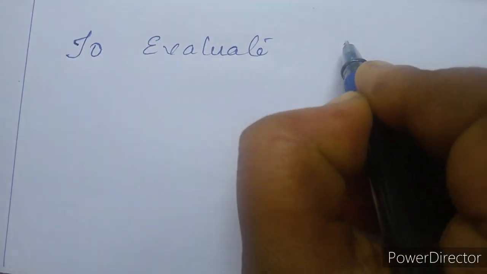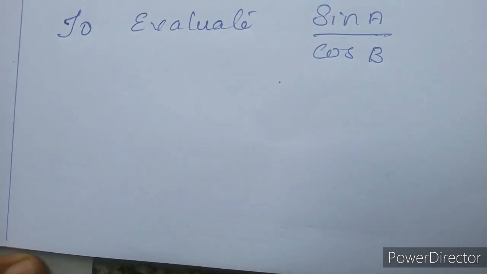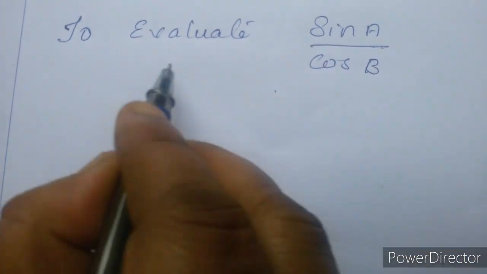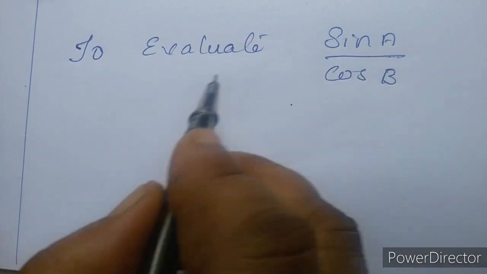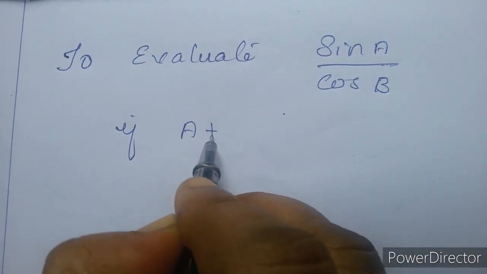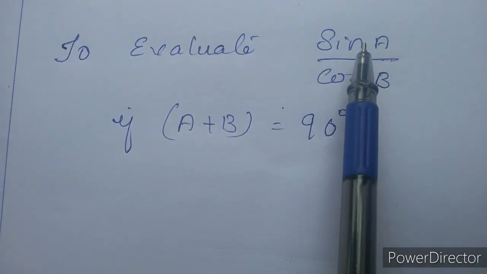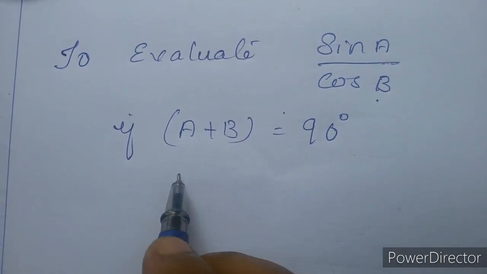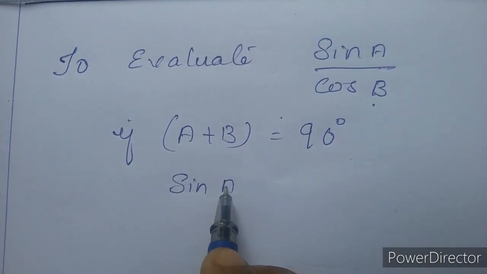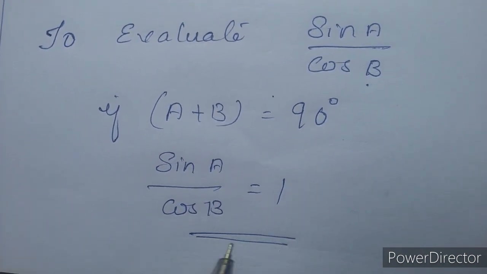To evaluate sin A by cos B. This type of question is mostly a 1 mark question. So with a very simple tip we can remember this answer. If A plus B equal to 90 degrees, then sin A by cos B equal to 1. If A plus B equal to 90 degrees, then we will get the value of sin A by cos B equal to 1 as the answer.